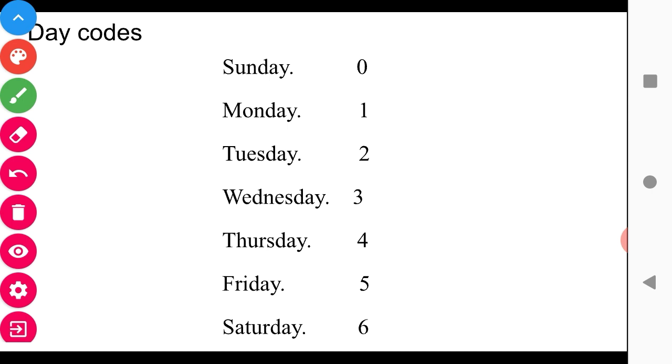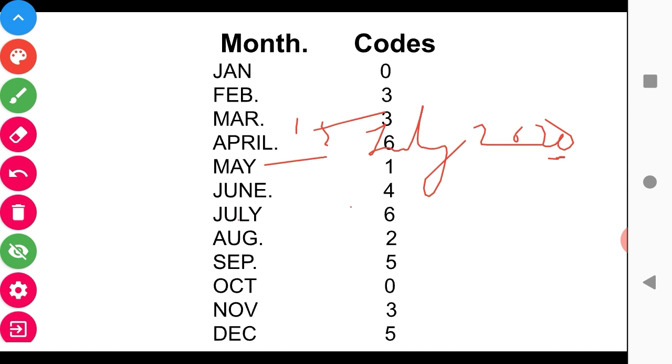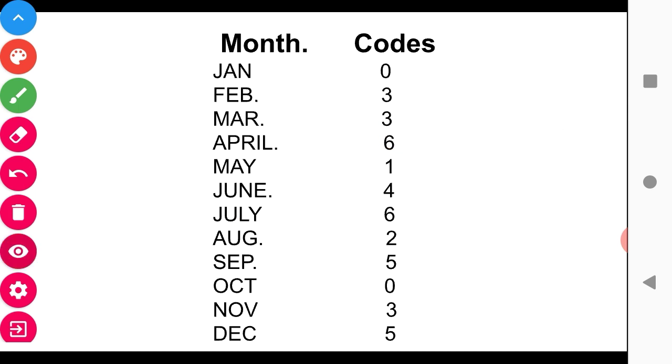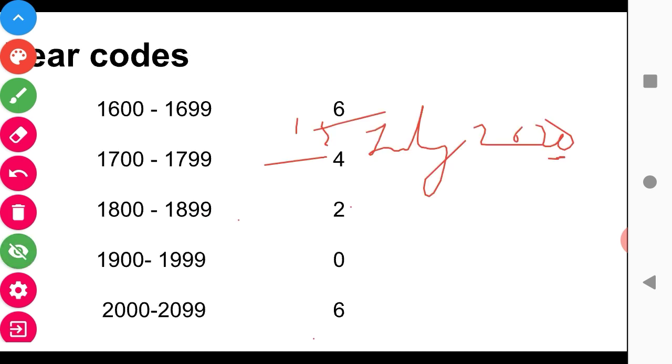So the month code of July is 6. So the month code of July is 6, and the year code of 2000 is also 6. So now we calculate the day of this given date by using this formula.